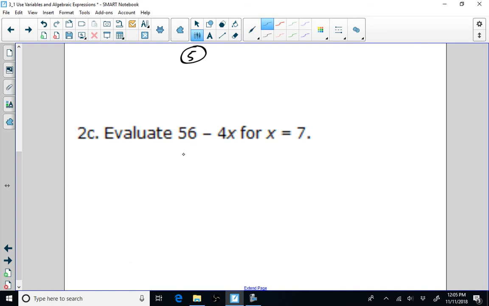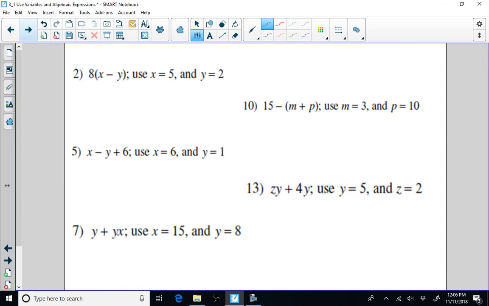2C says to evaluate the expression 56 minus 4 times the number x for x is equal to 7. This is going to be 56 minus 4 times 7. 56 minus 28. And we wind up with 28. And let's try a few more.